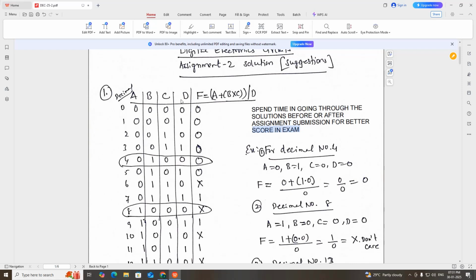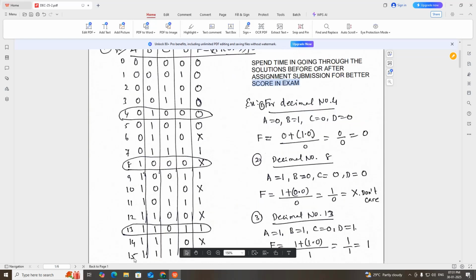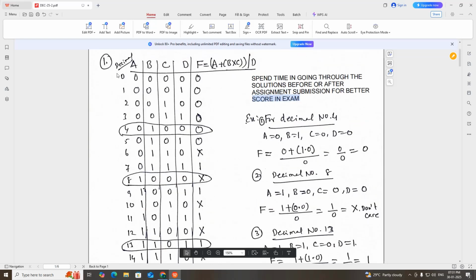So A, B, C, D are 4 variables. So decimal numbers 0, 1, 2, 3, 4, 5, 6 up to 15, because for 4 variables we will get 16 combinations. So convert this decimal into binary. So 16 combinations are there.